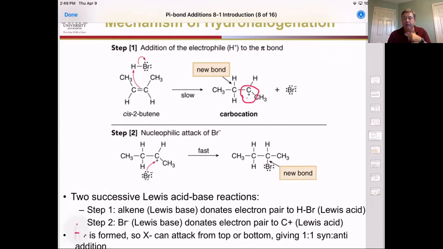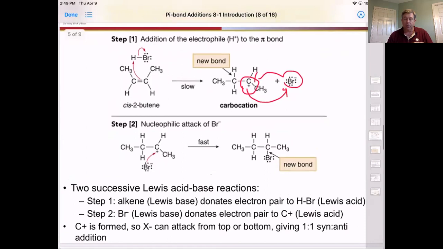The carbocation here then acts as an electrophile, so it's a nucleophilic attack by the bromine onto the carbocation to form our second sigma bond. Because of our intermediate, our carbocation is also a trigonal planar, sp2 hybridized carbon. That means that this bromine can either go to the top here or to the bottom here, which means we can get syn or anti configuration.